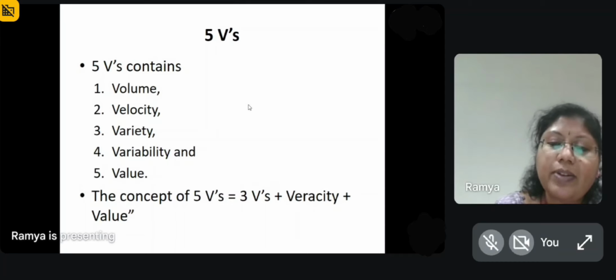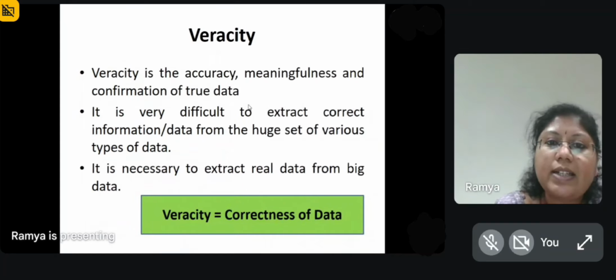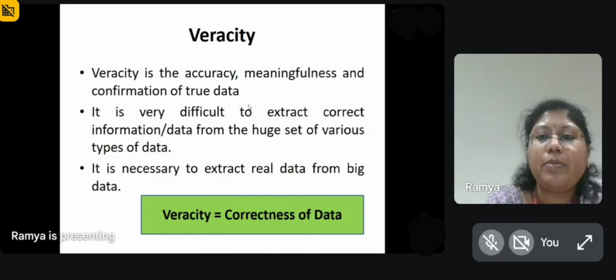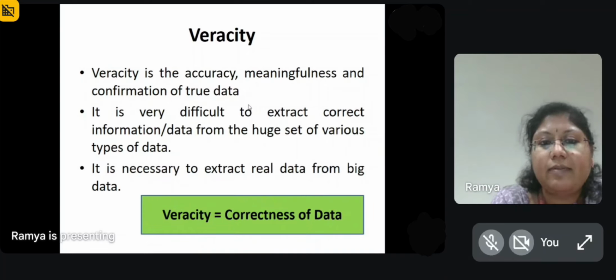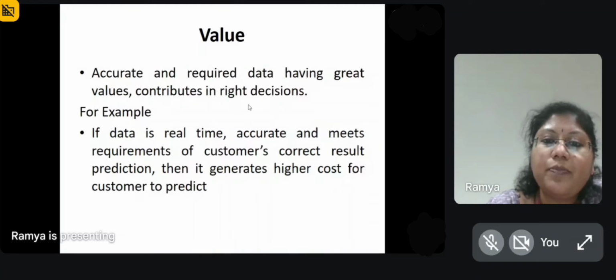Apart from the three V's, we have another two V's also, which are veracity and value. This was added only at the last. Veracity is considered to be the accuracy and meaningfulness, or otherwise the correctness of data. It is very difficult for persons to extract the exact information from a large amount of data. So veracity refers to the correctness of the data that I am able to obtain.